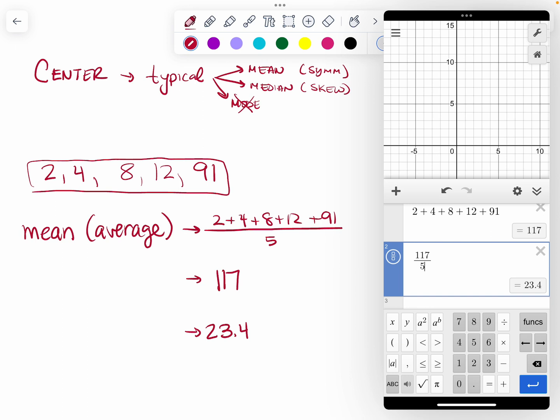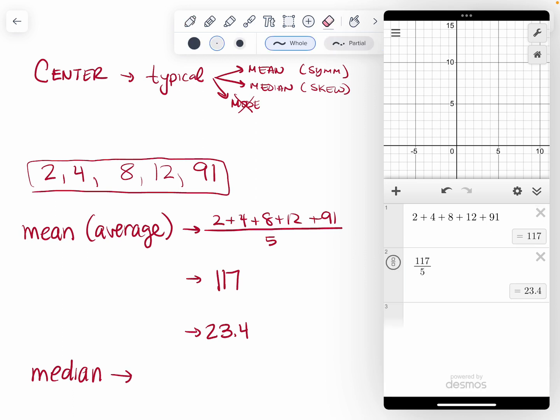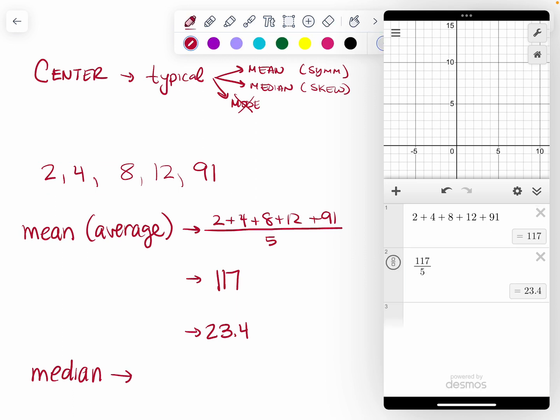So that's our mean. And now let's find our median. Our median is going to be the middle. So if I take my set and I find the middle, 2 and 91, 12 and 4, the median is 8.